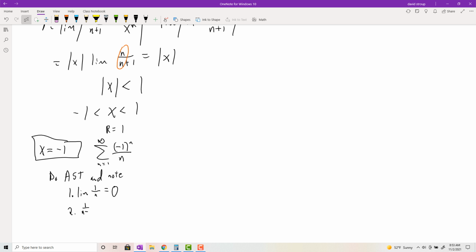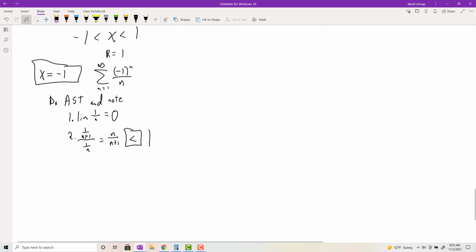And then secondly, you consider the ratio. I like doing the ratio of a sub n plus 1 over a sub n. This will be n over n plus 1. And clearly that thing is less than 1 because the denominator is greater than the numerator. So if you take a number and add 1 to it, the number that you added 1 to will be bigger, right? So n is smaller than n plus 1.